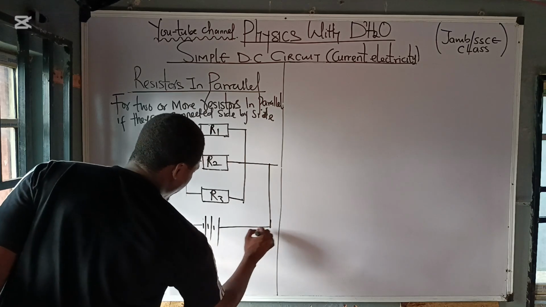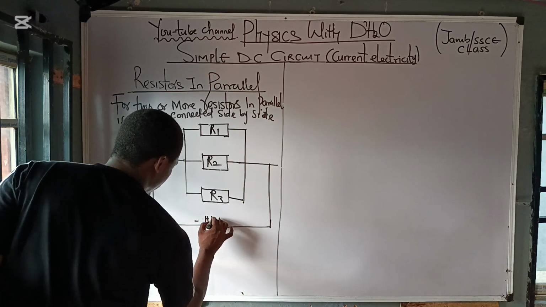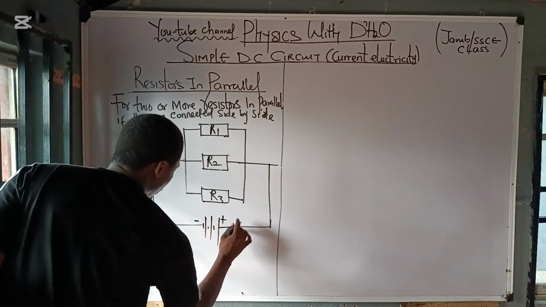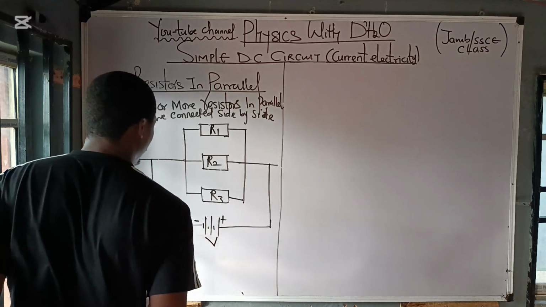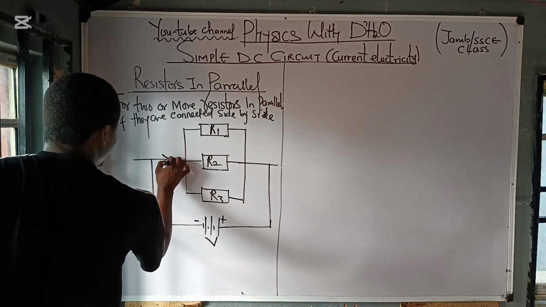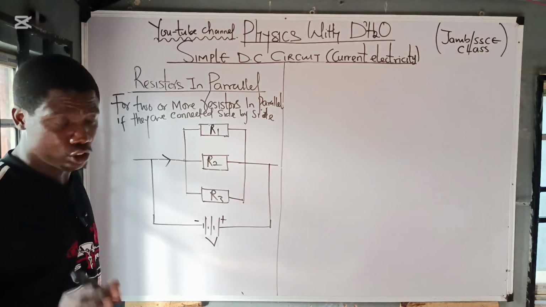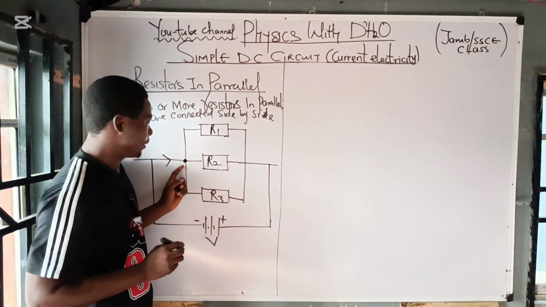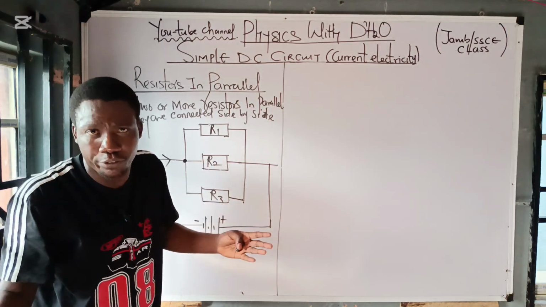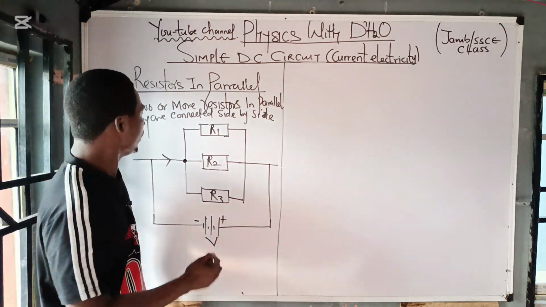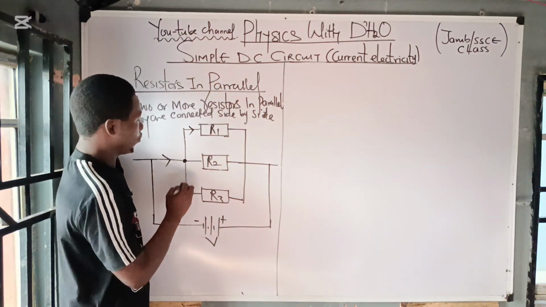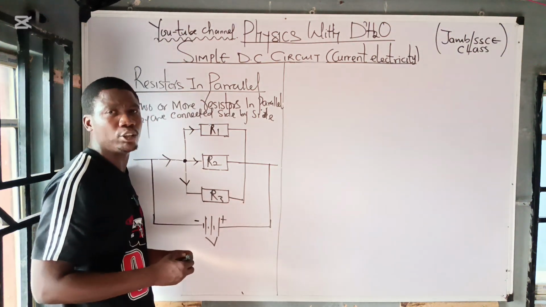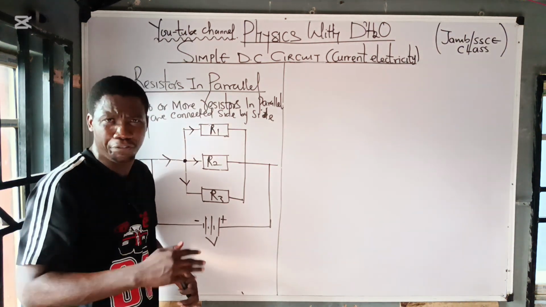If I connect my voltage, minus plus, this is negative, this is the positive terminal, and this is my voltage. And then the current comes this way. Watch carefully. When the current gets to this point, the current has no option but to divide. There will be a division of current. One will come this way, one goes here, and one comes here. That's why for a circuit in parallel, the current varies.